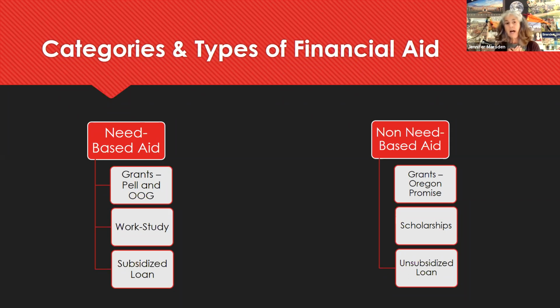So there are two categories of aid: need-based aid, based on the student's and their family's financial resources. Grants like the Pell and the Oregon Opportunity Grant are need-based. Work study, which is often federally funded, is need-based, and some institutions also provide work study money. And then there are two kinds of loans the federal government offers: subsidized loans, which are based on a student's and family's need, and unsubsidized loans, which we'll get into later. There's also non-need-based aid.